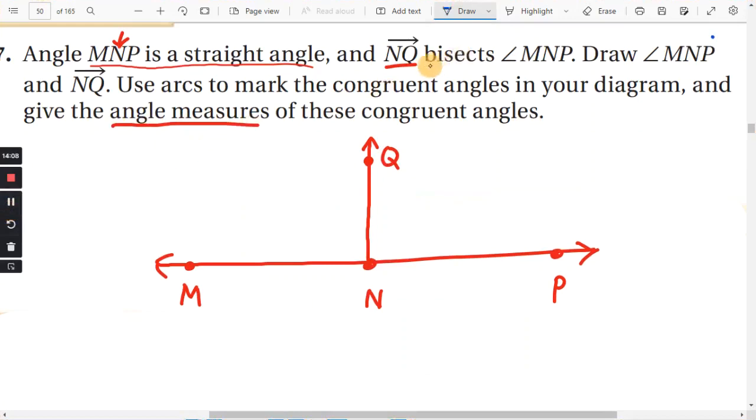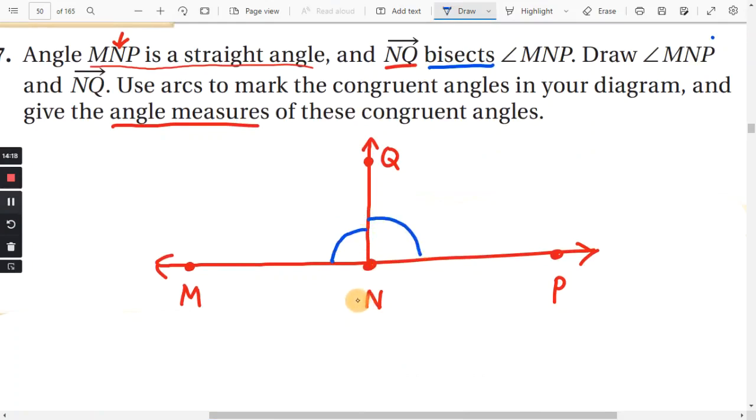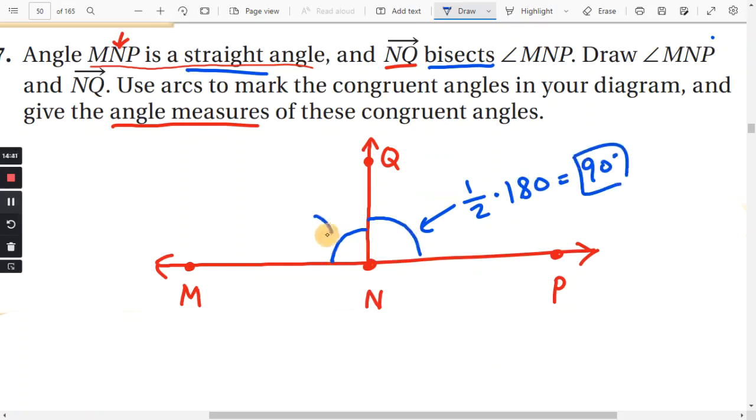Now, since it says NQ bisects the angle, I know that this one here is congruent to that one there. Those are going to be the same measurement. And since it says it's a straight angle, I know the whole thing is 180. So each one of those is just going to be half of 180. So that's going to be 90 degrees. And since it's bisected, we know that this one is also going to be 90 degrees.